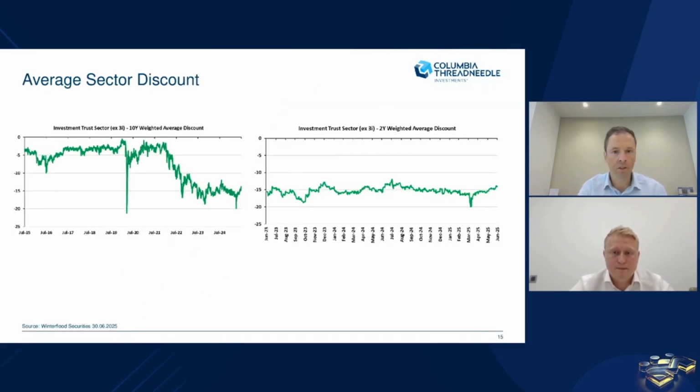Okay, so Adam mentioned discounts there, and I mentioned them earlier. And this is a slide I think regular viewers will be familiar with. Peter's used this before. It shows the investment trust sector discount, and the one on the left-hand side shows it over 10 years. And you can see that up until the end of 2021 into 2022, it was trading at pretty close to net asset value, maybe a discount of 3 or 4%.